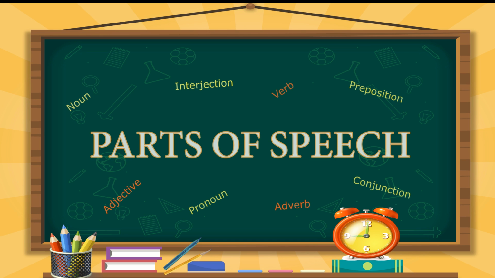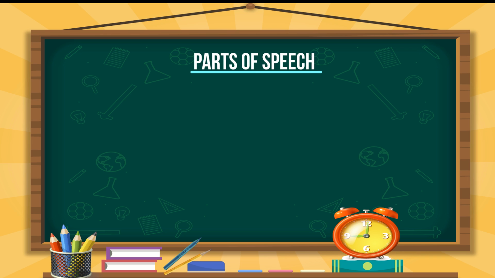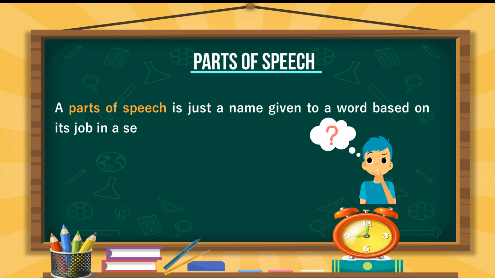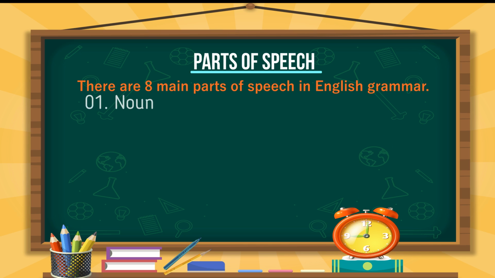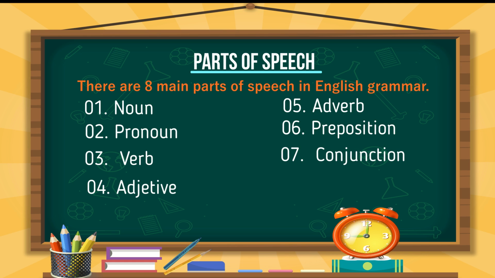Parts of speech. In this video, I am going to introduce the parts of speech and how to identify them. A part of speech is just a name given to a word based on its job in a sentence. There are 8 main parts of speech in English grammar. They are noun, pronoun, verb, adjective, adverb, preposition, conjunction, and interjection.